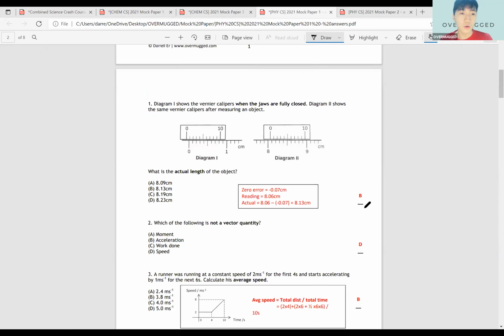Now we are taking a look at question one. This is definitely about our vernier caliper, so not only understanding how to measure a reading, but understanding zero error as well. Now for zero error, I need you all to be very careful of something.